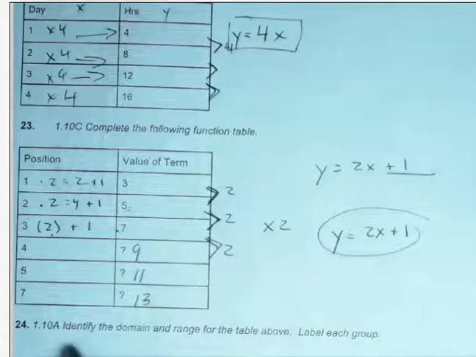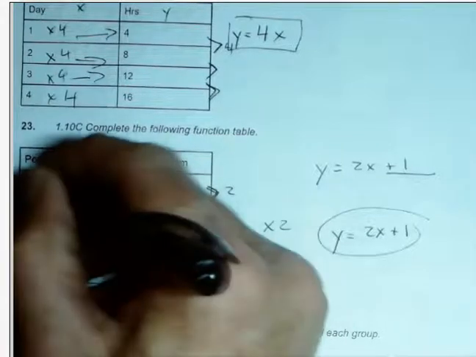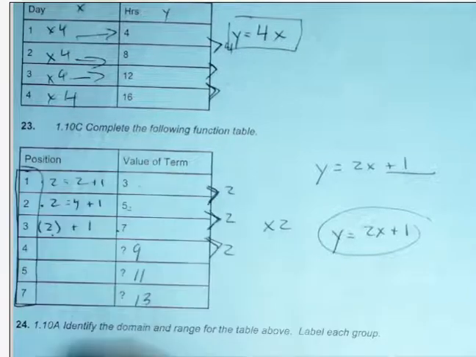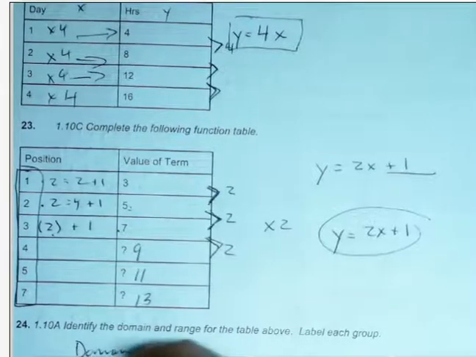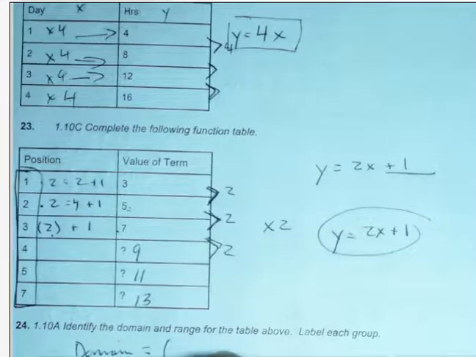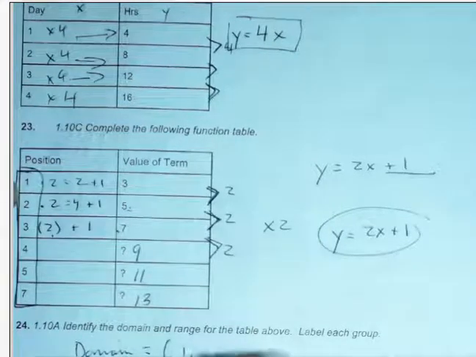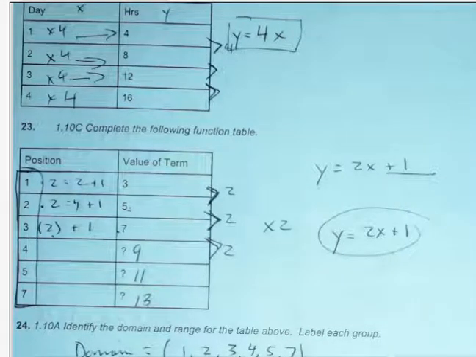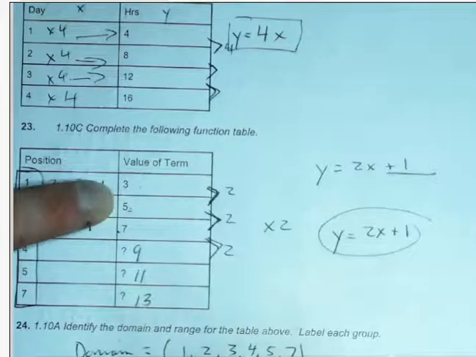All right, this one here. Identify the domain and range for the table above. Well, here's my domain right here. So I'm going to write domain is equal to, and I'm going to put it in parentheses, I've got a 1, I've got a 2, they're just the x values. I've got a 3, I've got a 4, I've got a 5, and I've got a 7. Now the range is going to be equal to the y values.